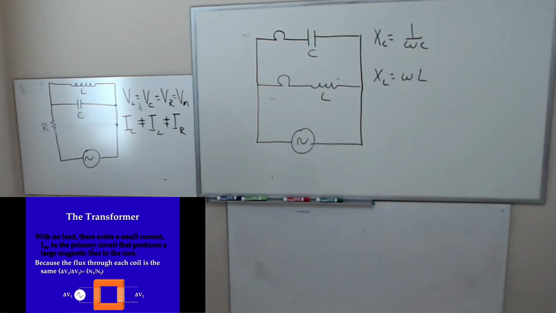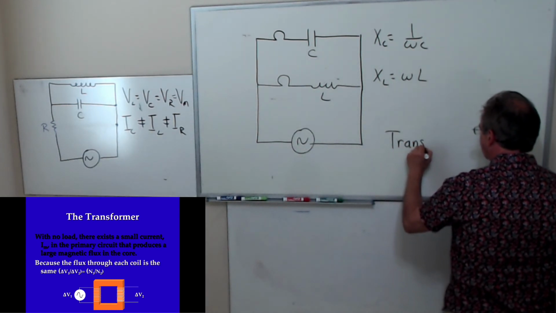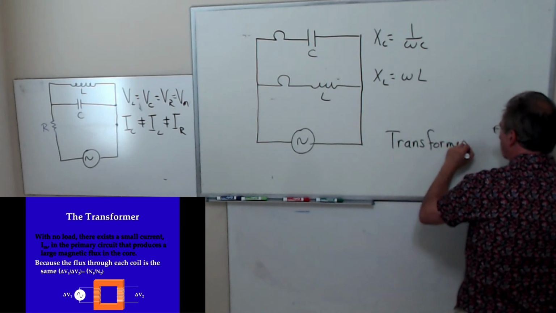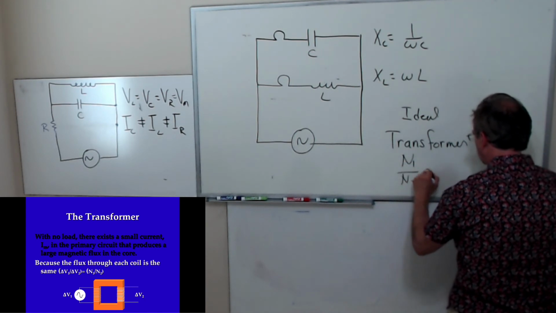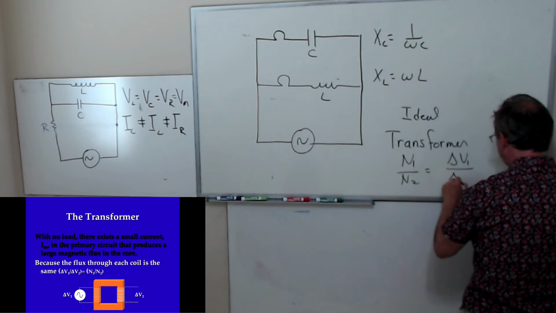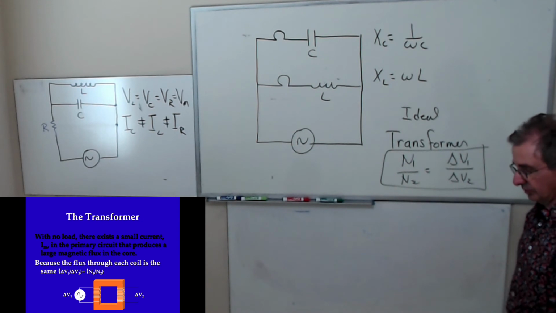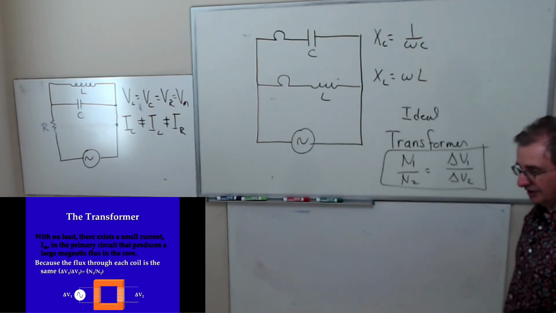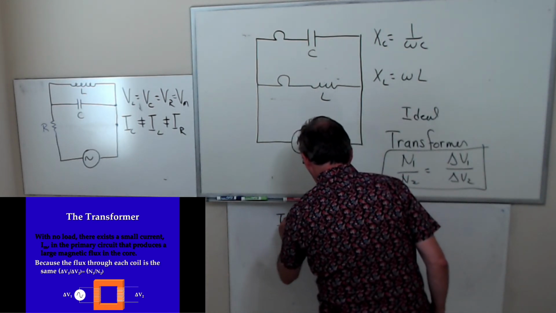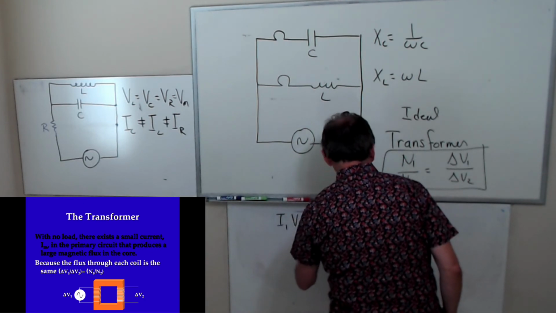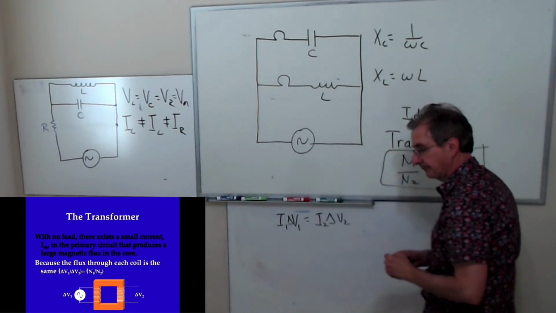And so for an ideal transformer, N1 over N2 is delta V1 over delta V2. But energy is conserved, which means that I1 V1 has to be equal to I2 V2.